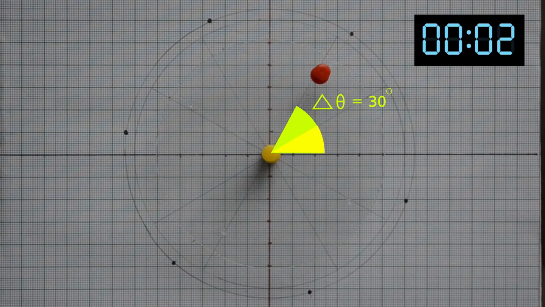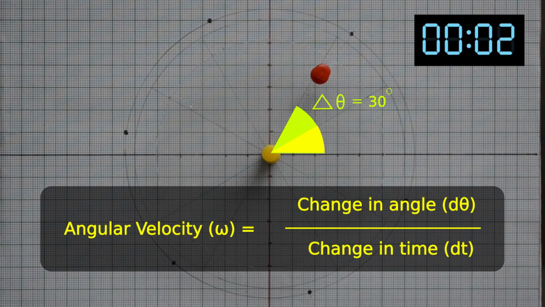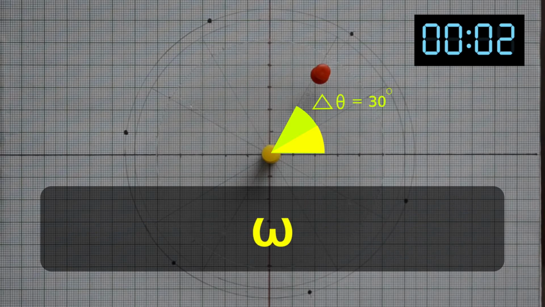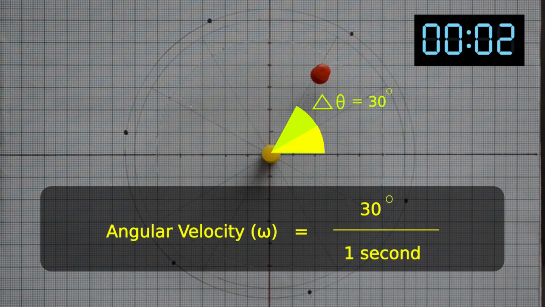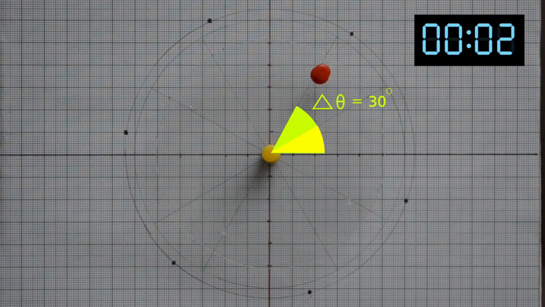We can calculate angular velocity as a change in angle divided by change in time. Angular velocity is represented by the symbol omega, that is delta theta divided by delta t. Change in angle, that is delta theta, is 30 degrees, while change in time, that is delta t, or time taken to cover this difference, is 1 second. Angular velocity of the pushpin is 30 degrees per second for this part of the rotation.